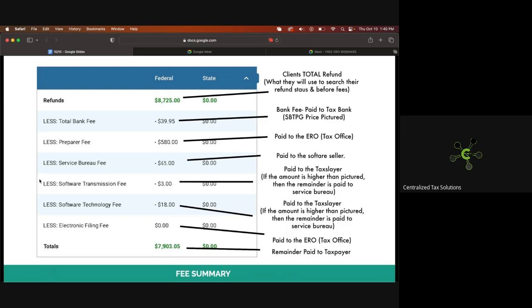Especially because a service bureau is usually somebody in the tax industry doing taxes, as opposed to just a software provider. The software provider usually has no skills in the industry, and it's not as beneficial to be under a software provider, which is typically what a TaxSlayer representative is.